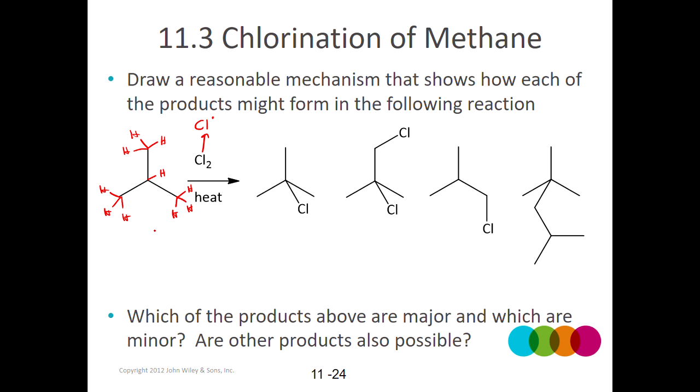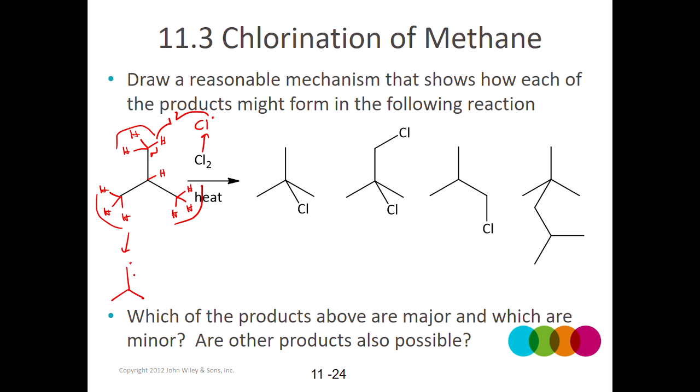If there were no stability difference, and we're just looking at the statistical likelihood of a collision occurring, since there are 9 equivalent hydrogens on the outside, it would be much more likely for the chlorine to react with one of those. Let's look at what that would produce. The chlorine would abstract a hydrogen and leave an electron behind on the carbon. That would produce a primary free radical.